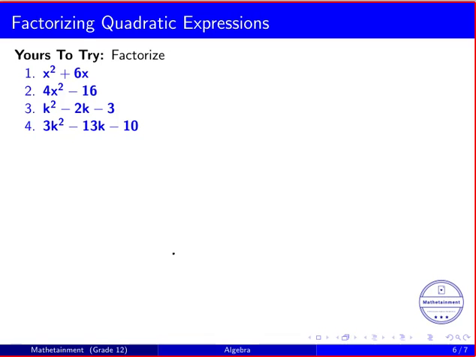Thank you, guys. I'm going to meet you again on the next lesson. And the next lesson will be on actually solving quadratic equations now. Now that we know how to factorize quadratic expressions, we're in the right position to solve quadratic equations.